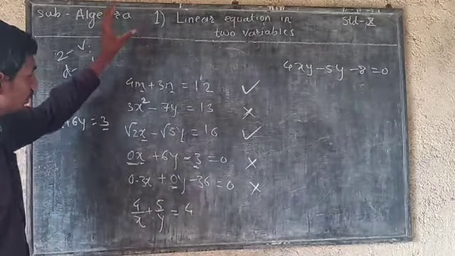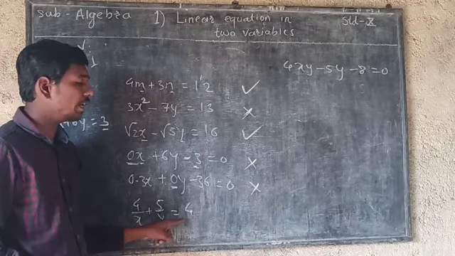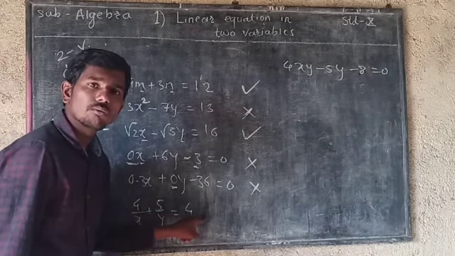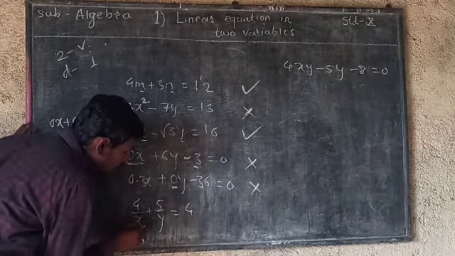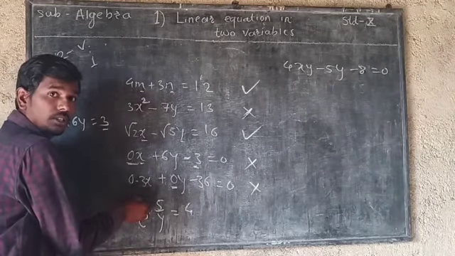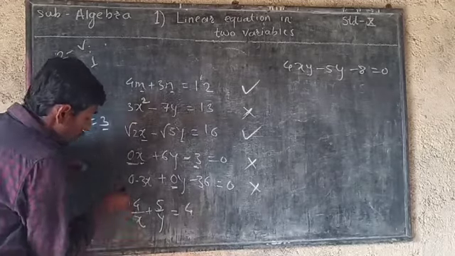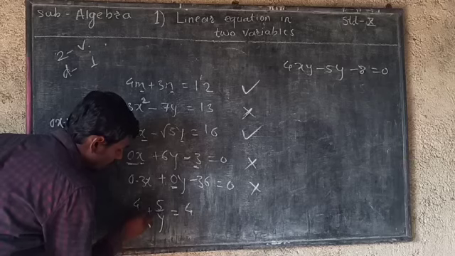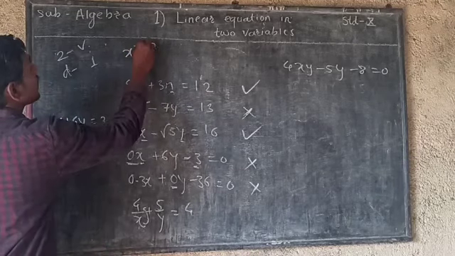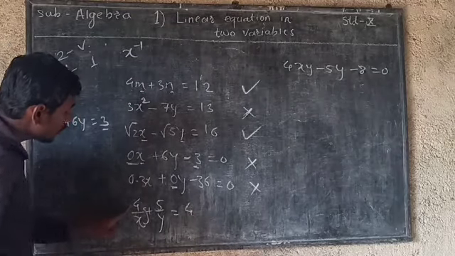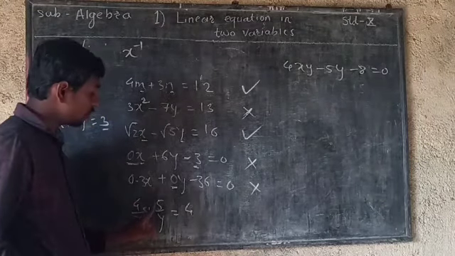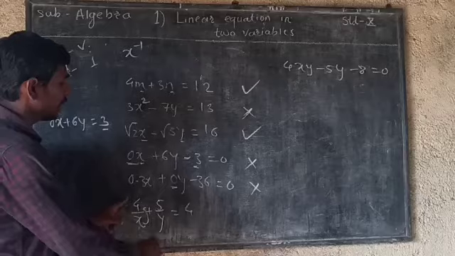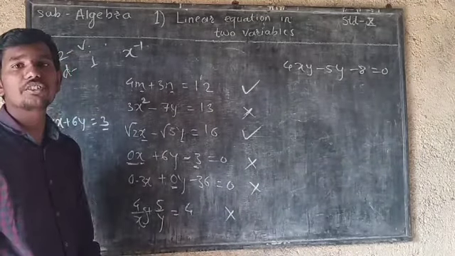Now the sixth question is 4 upon x plus 5 upon y is equal to 4. Okay, so this time we have to take this x with 4, not below 4. Means we have to take this up here. But when we take x here, it will become x raised to minus 1. Means it will become 4x raised to minus 1 plus 5y raised to minus 1 is equal to 4. It means it cannot be a linear equation in two variables, right?